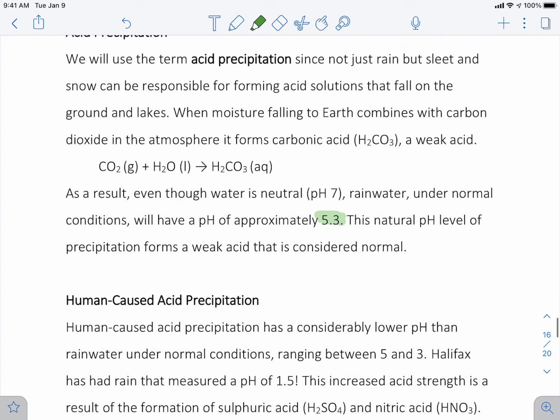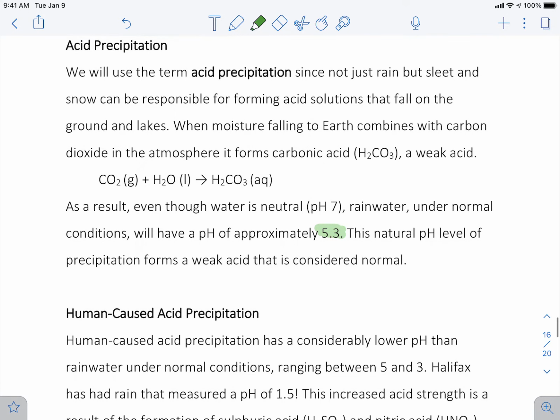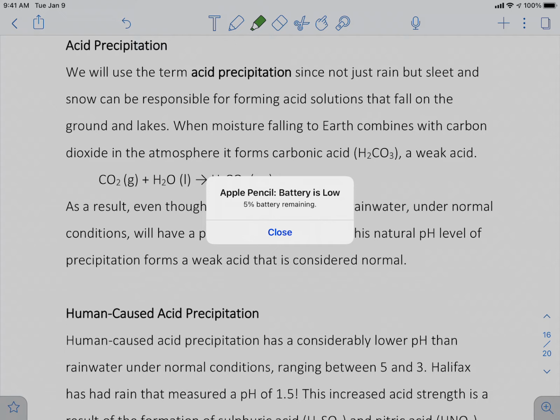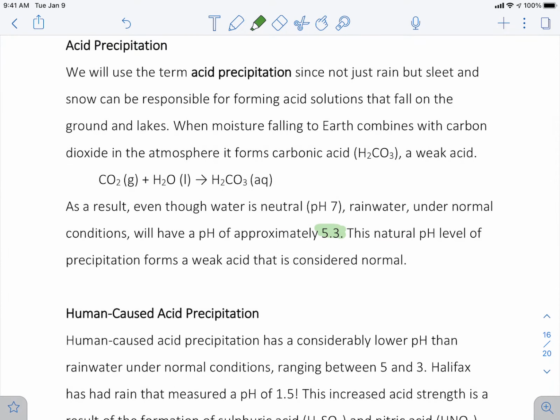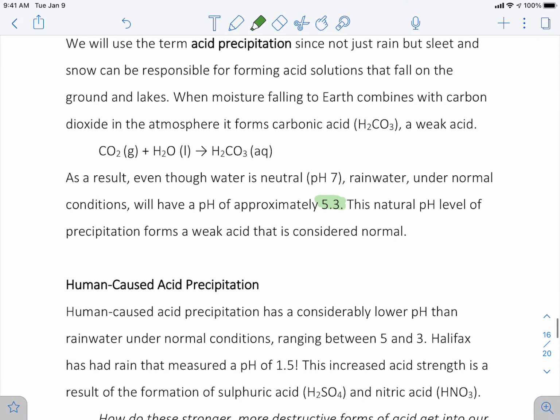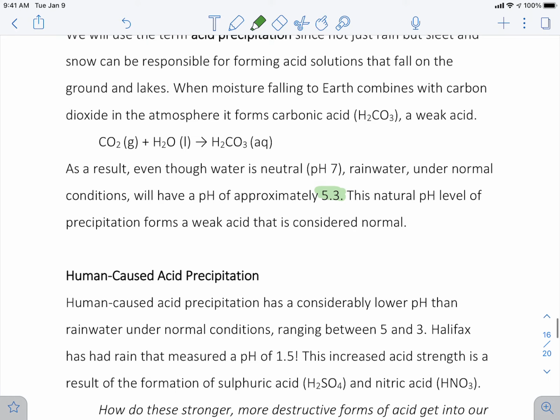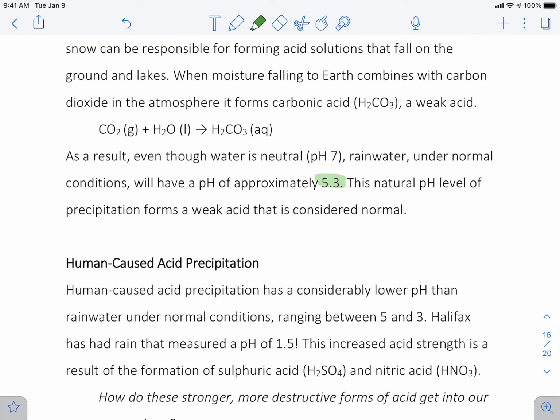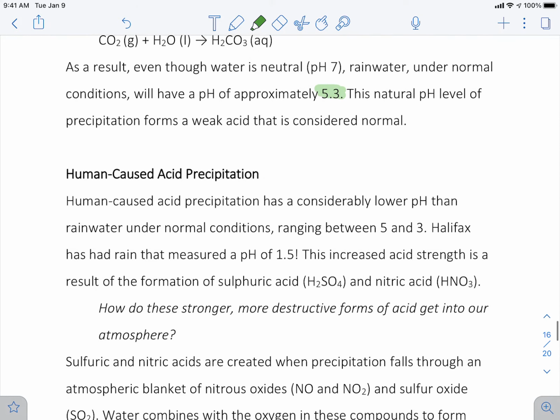Okay, wait, I believe I misspoke there. I see. This first section is about natural acid precipitation. So naturally, water will pick up some carbon dioxide from the air, and that carbon dioxide will make the rainwater a little bit acidic, typically with a 5.3 pH. That's okay. That's considered normal.